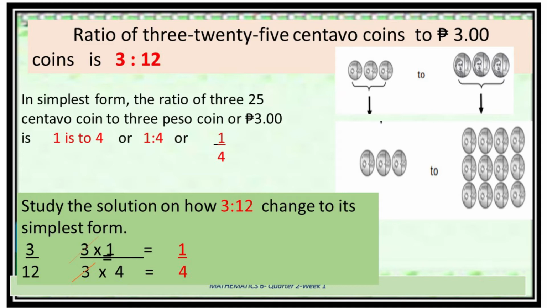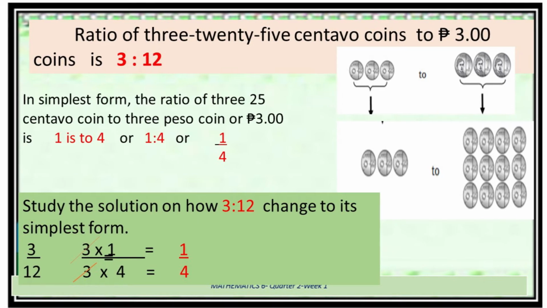Study the solution on how 3:12 changed to its simplest form. So first, find the factors of 3 and 12. Then, choose the greatest common factor of these numbers. So the greatest common factor of 3 and 12 is 3. So 3 divided by 3 equals 1. 12 divided by 3 equals 4. So the simplest form of 3:12 is 1:4.